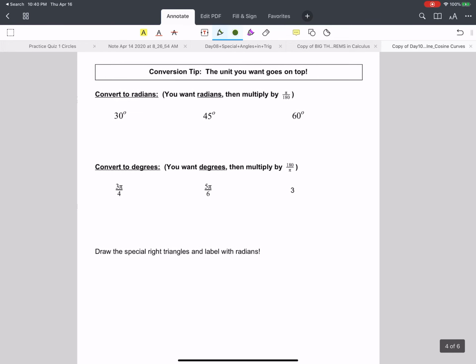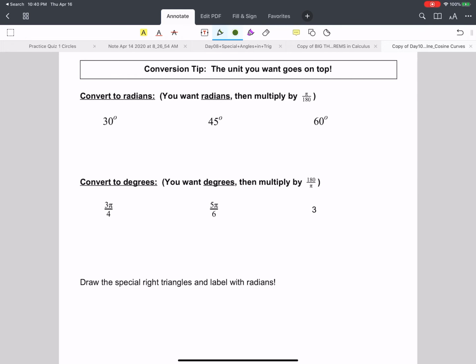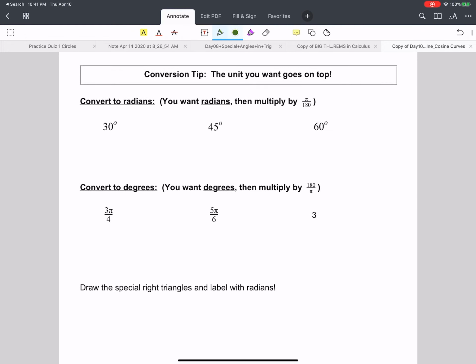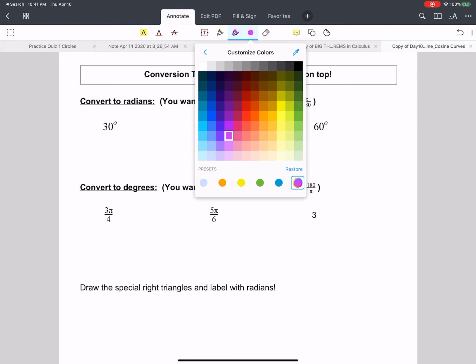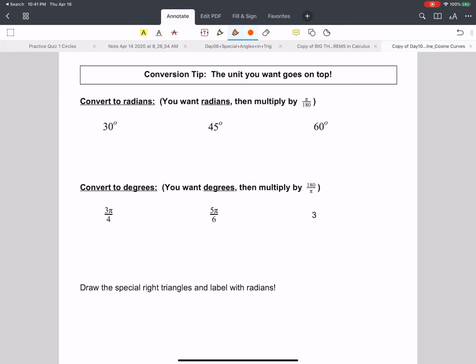Now, just to do some of the conversions, I told you I'd get back to it, and this is the end of it. So, convert to radians. My little pointer that I would tell you, just some way to remember it, is called a conversion tip. The unit you want goes on top. So whatever unit you want, that's the one that goes on top, and that's what you multiply with. I just keep that in mind when I do these.